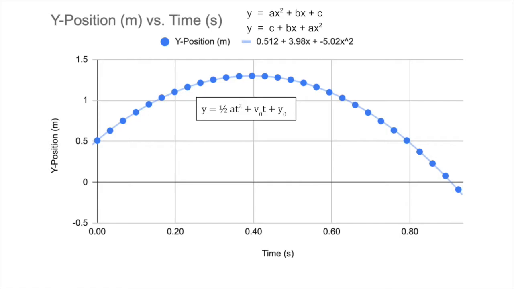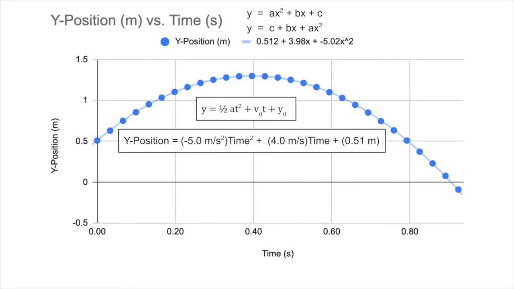The easiest way to make sense of this equation is to think about the general equation for position versus time for accelerating objects. We can use this equation as a guide to make sense of each of the coefficients. This is the properly written equation plugging in the values from the trend line. The first term represents 1/2 a, meaning half the acceleration.